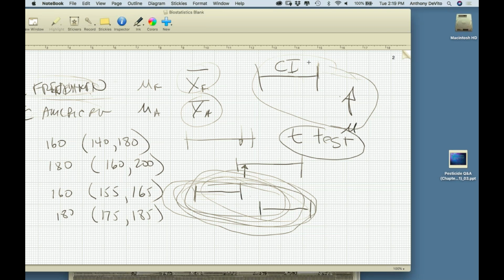This is a single sample, right? We're comparing the mean we know to a single sample. The t-test involves two samples, one group compared to another group: one group sample, another group sample. So we're going to talk about a t-test.